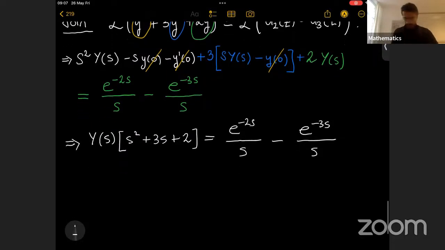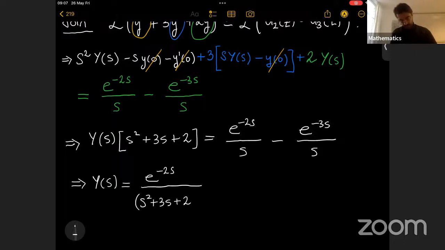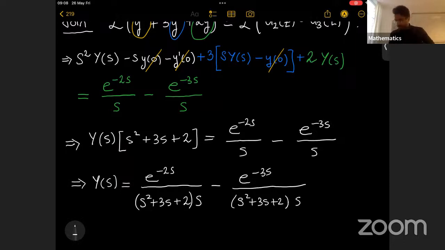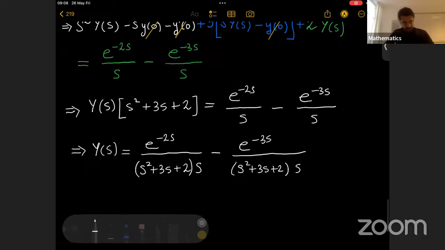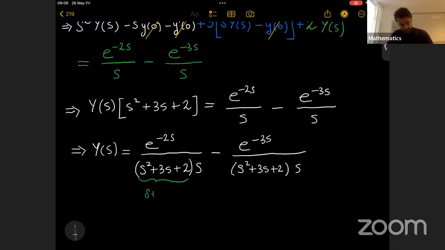Now what I will do is try to do partial fractions after some work. So Y(s), maybe let's write it like this first. e to the minus 2s over (s squared plus 3s plus 2) times s. This is one thing, minus e to the minus 3s over (s squared plus 3s plus 2) times s. Well, we can factor the bottom here. The bottom is basically (s plus 2) times (s plus 1), right?